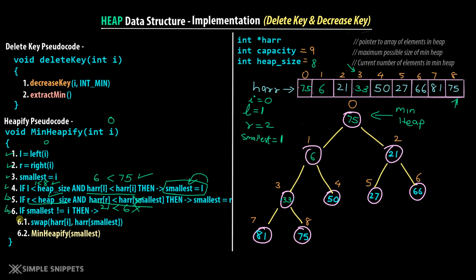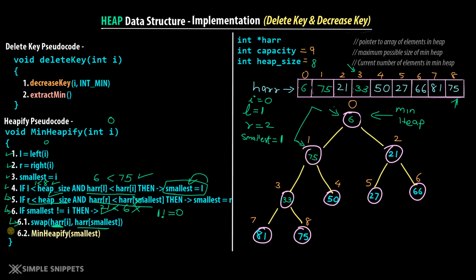We will go to step 6. In step 6 we are going to say if smallest is not equal to I. Smallest is 1 and I is 0. 1 is not equal to 0, so this condition becomes true. In that case we are saying swap H array of I, which is 0. So H array of I means 75. So we are swapping 75 with H array of smallest. Smallest is 1, so H array of 1 means this index position. So these two nodes are now going to be swapped. So 75 and 6 are going to be swapped. 6 comes over here and 75 goes over here.